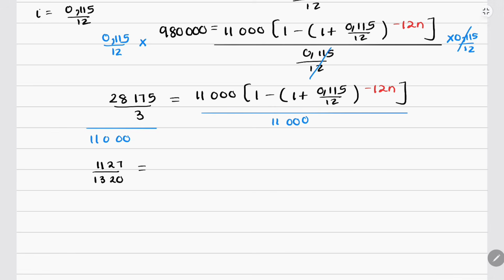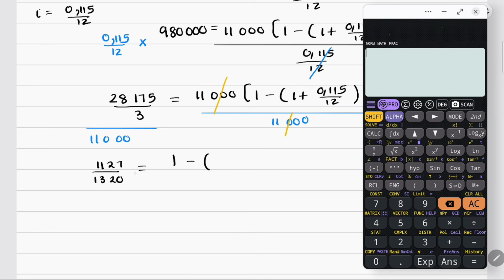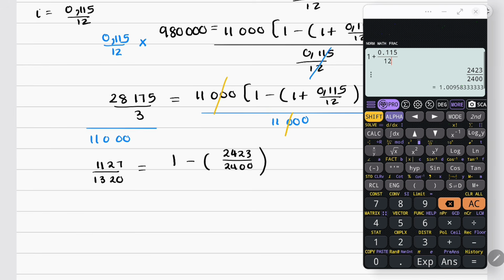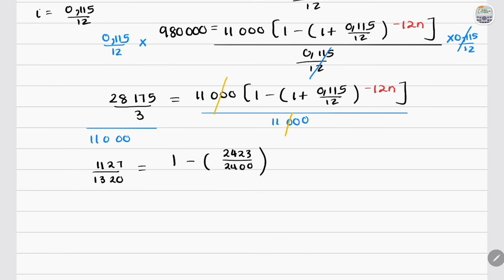1320 is equal to, these are now gone, and then we have 1 minus, and you see that I'm actually going to find the answer of that because I already have this. Okay, it's a fraction. So I'm going to find 1 plus 0.115 over 12. Okay, look at what it gives. It gives 2423 over 2400 raised to the power of negative 12n.